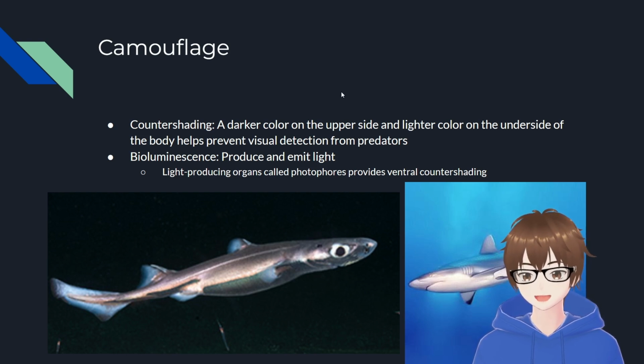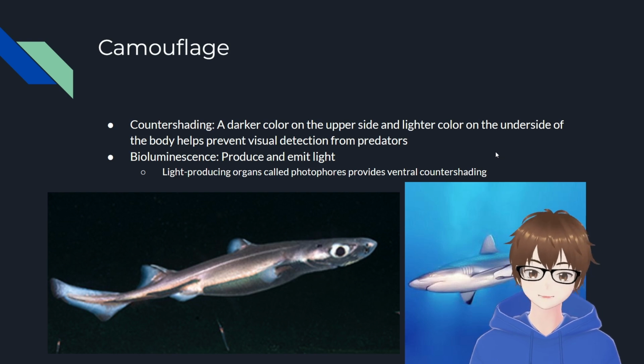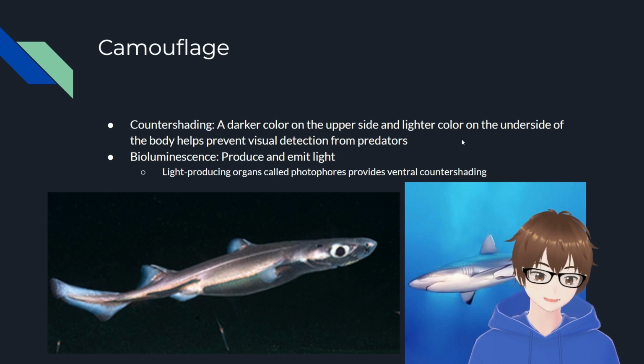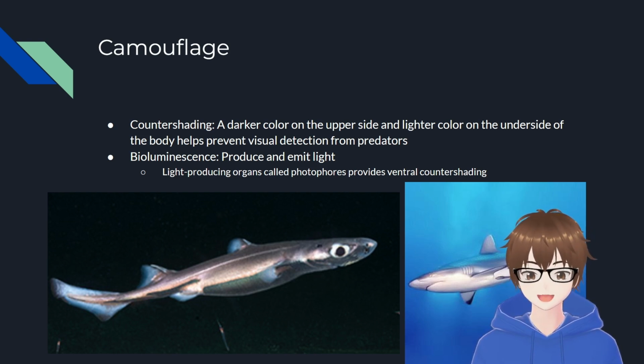So the camouflage they use is usually counter shading, which is a dark color on the upper side, while they have a lighter color on the underside of their body to help prevent visual detection from predators, if they do have any. So basically, from the top you might see grayish blue or darker colors, and then from the bottom, you'll see white.